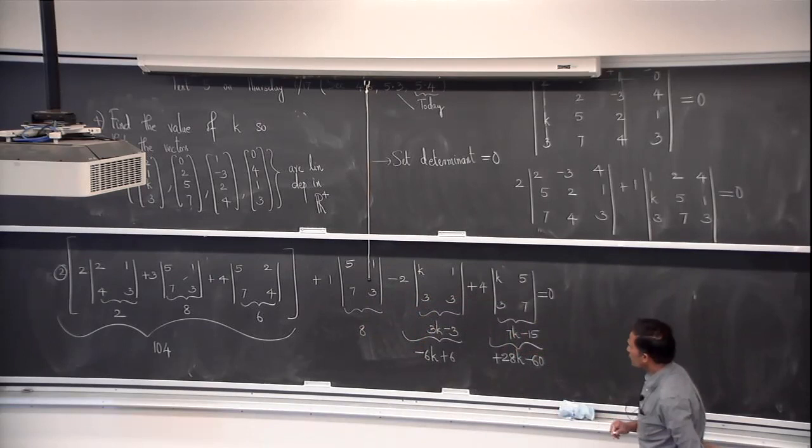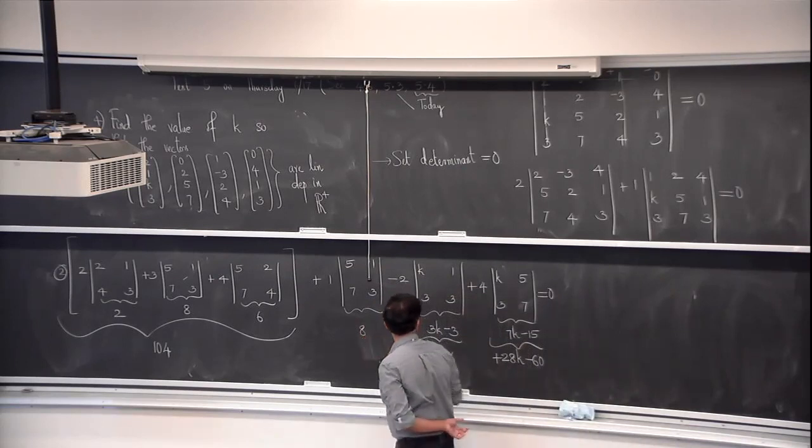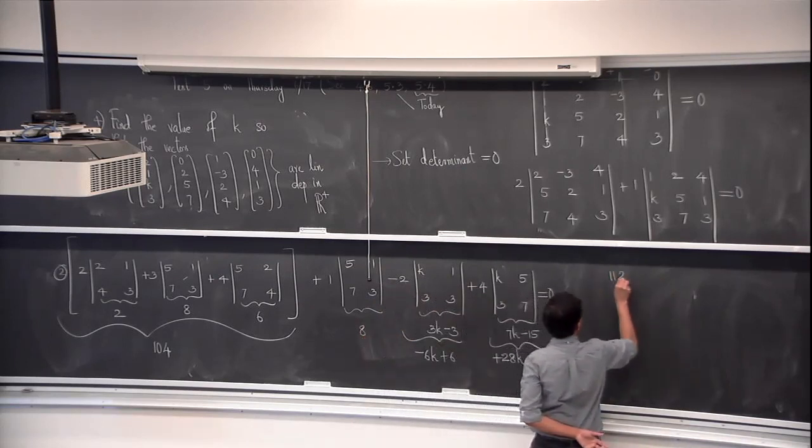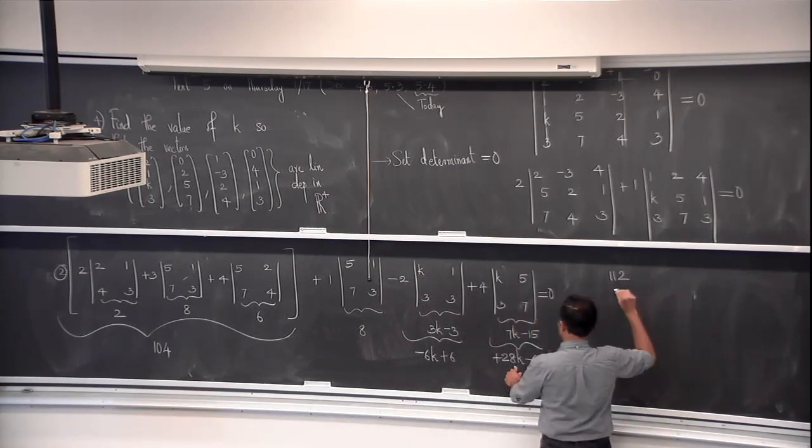Since I wrote these numbers randomly, it may not give you a clean answer, that's okay. So we have 104, 112. Then you have plus 22K minus 54.